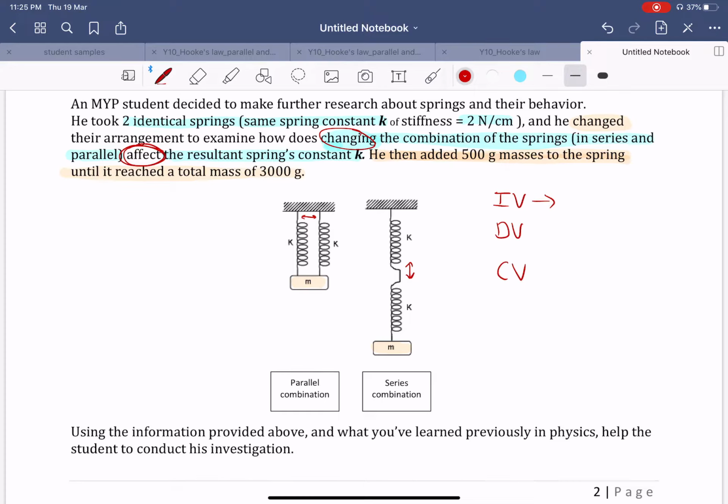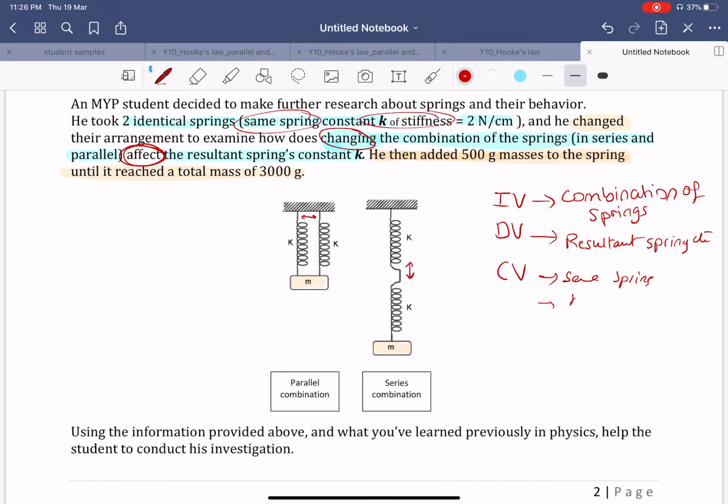Independent variable is what we're changing, and it will be the combination of the springs, series and parallel. Dependent variable is what is affected in my experiment. In this case, it's the resultant spring constant. And then control variable is what we're keeping the same. So I use the same spring material. I used the same stiffness, so same K, and I added the same mass. So I'm actually using the same force applied on each system.